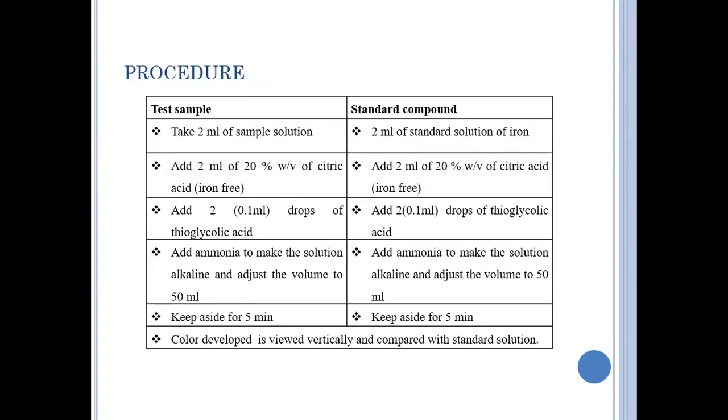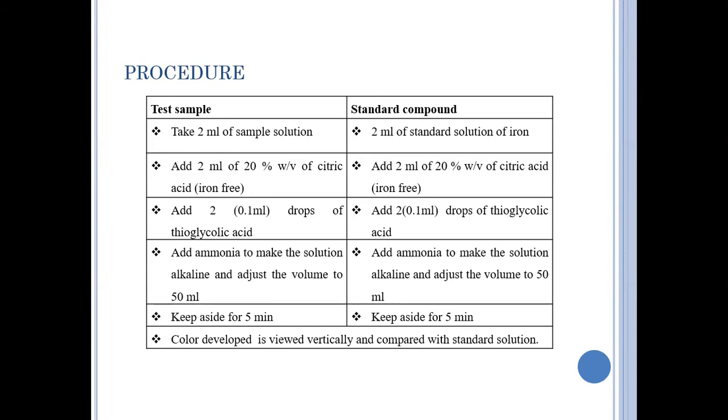So let us see the procedure. We are going to take two Nessler cylinders. One will be labeled as test and other will be labeled as standard. So remember, we are going to add same quantities of each and every reagent in both test as well as standard. Only the first step will be different. That is, in test, we will take 2 ml of sample solution, whereas in standard we will take 2 ml of standard solution of iron, as we have seen in the previous slide how to prepare standard solution of iron.